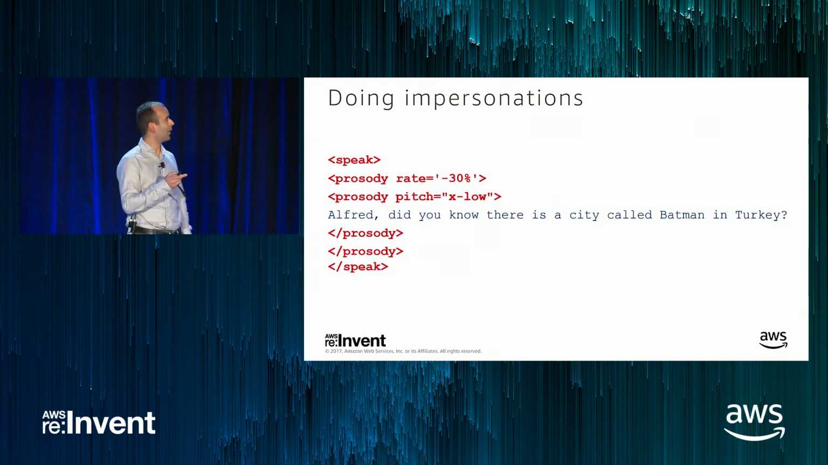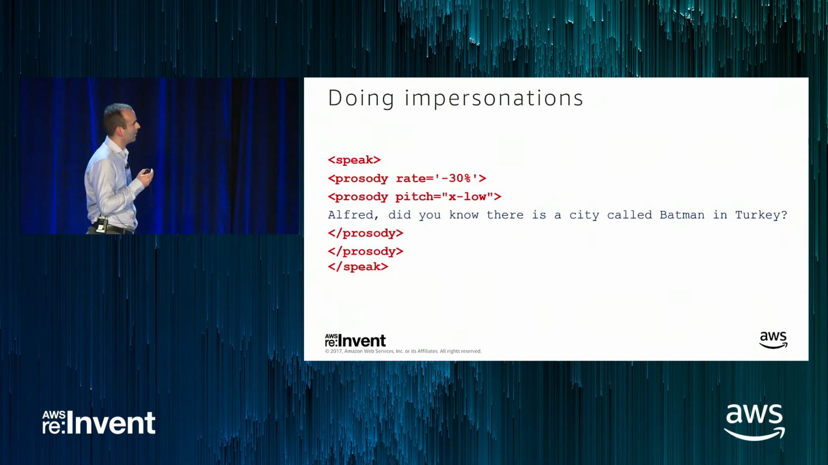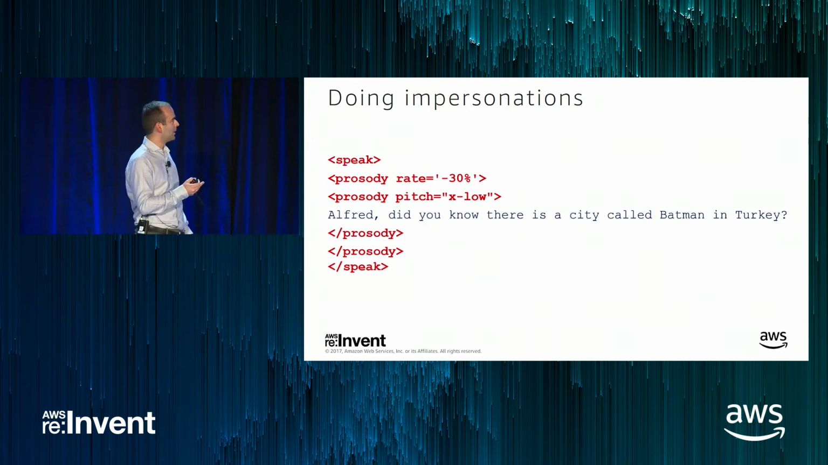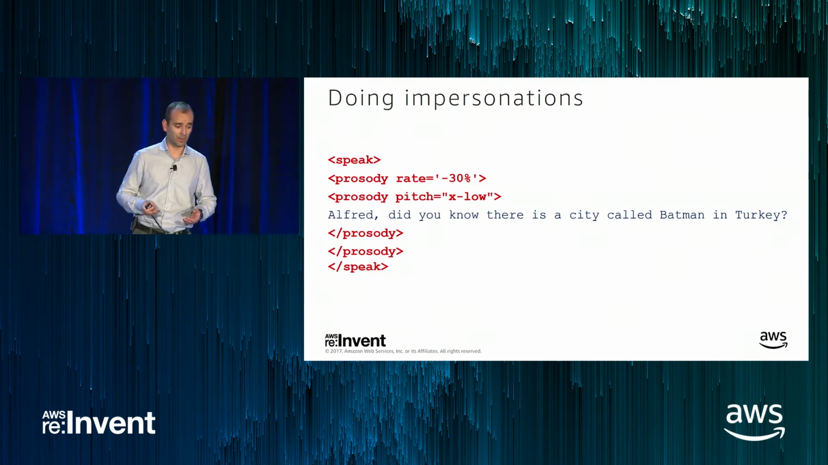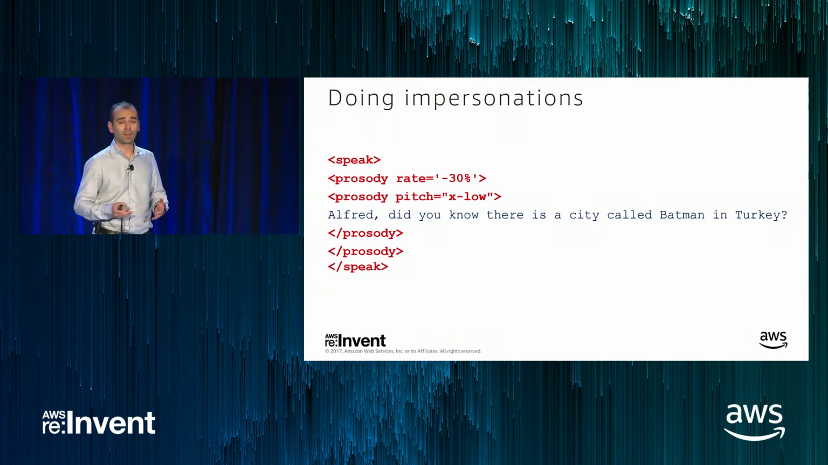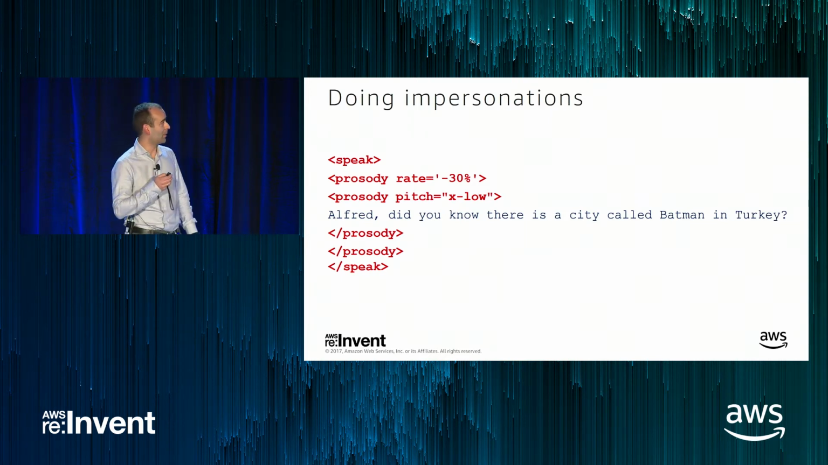This is an example of how the rate and pitch attributes of the prosody tag can be used to do impersonations. Basically to change some of the characteristics of the voice, so that it resembles a whole new voice. And I used Matthew, the new one, who talked about himself as being great at doing impersonation of Batman.